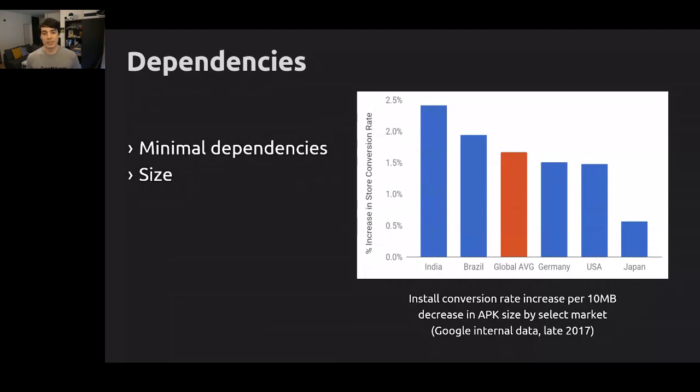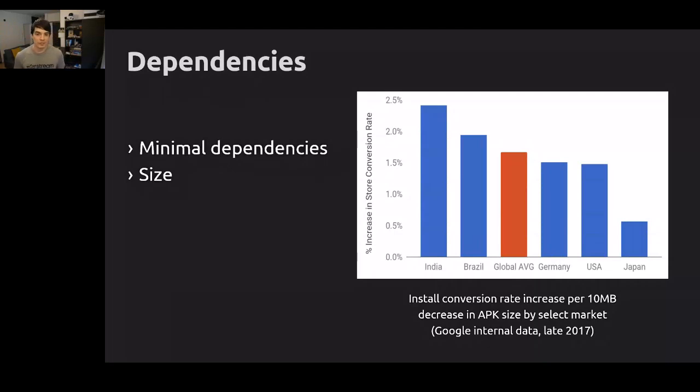This depends on regions. Of course, regions where data rates are worse or devices have lower storage on average will see even larger changes in conversion depending on the size of an application. So you don't want to be the library that pulls in a lot of dependencies transitively and makes apps very, very large in size, because those apps are eventually going to lose users because of that.